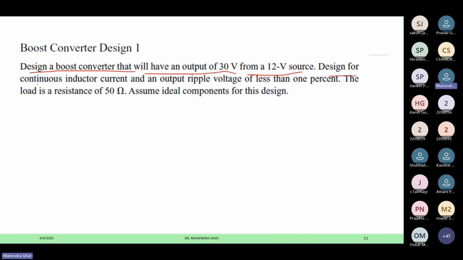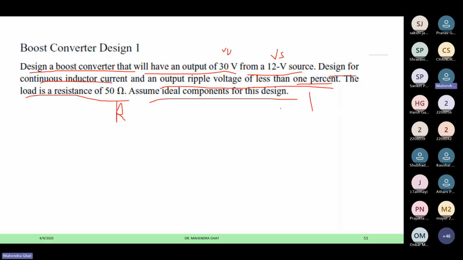Design for the continuous inductor current and output ripple voltage of less than 1%. So 1% output voltage ripple is given. The load resistance is given as 50 ohm. Assume ideal components for this design. So this is the design criteria for the boost converter. Vs is 12 volt, VO is 30 volt, then R is 50 ohm, and the ripple ratio of the output voltage is given as 1%, and ideal components.